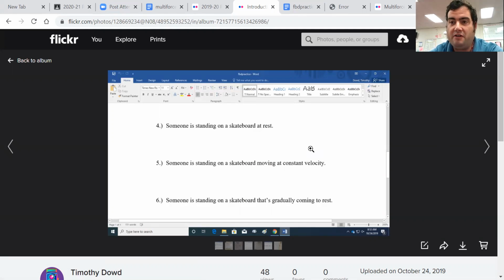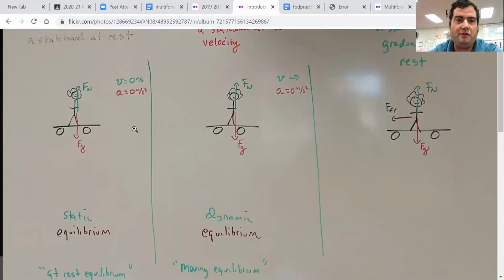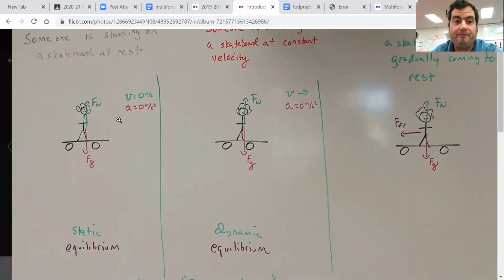4, 5, and 6 is another set of related forces. 4 and 5 are basically the same question. Someone's at rest, someone's moving at constant velocity. As we've seen, there's no difference between objects in motion and objects at rest. Neither requires a force. You only need forces for changes in velocity. So the answer to the first two questions is identical. They have canceled out vertical forces and no horizontal forces.